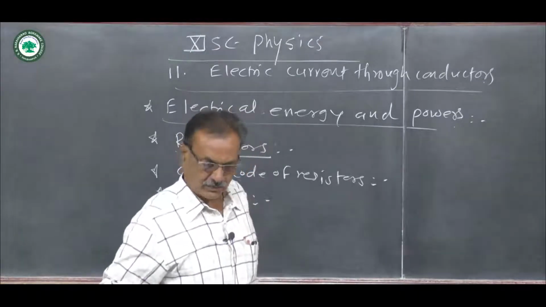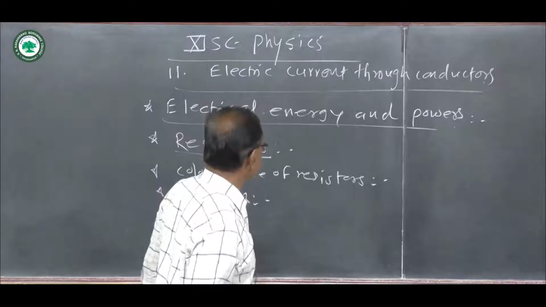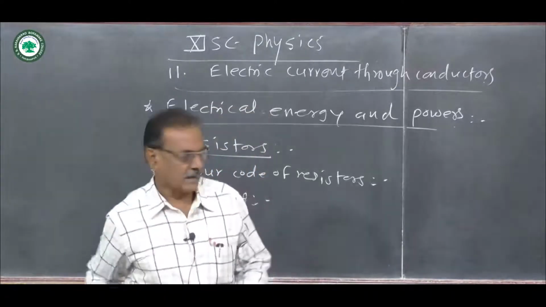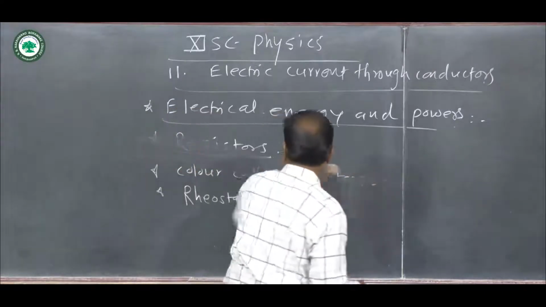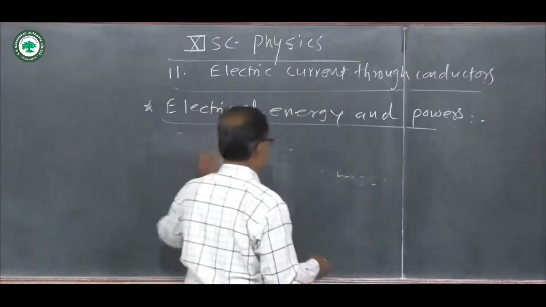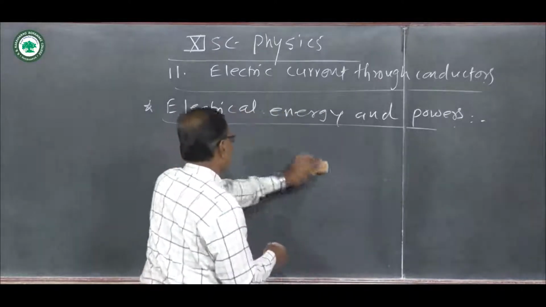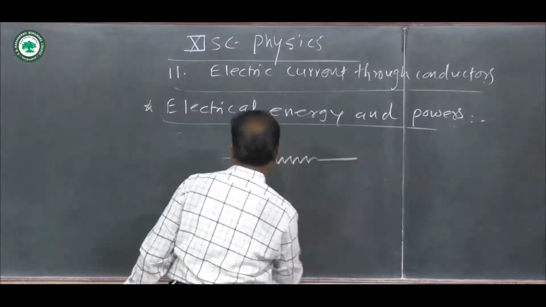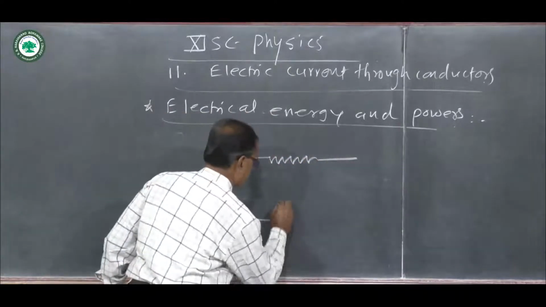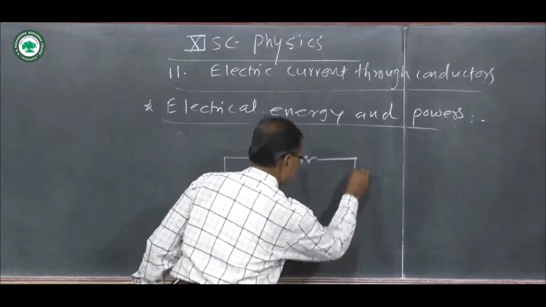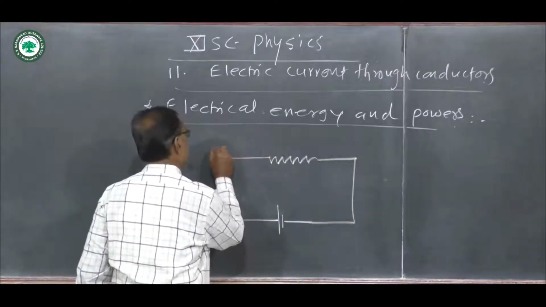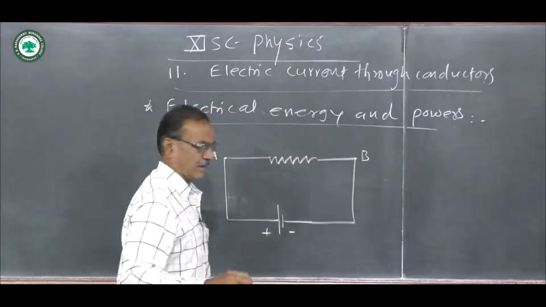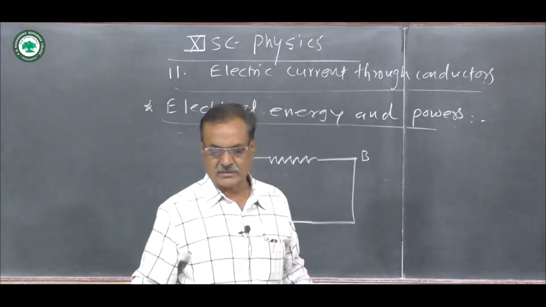So first of all, the electrical energy and power. We have to consider a resistor, and across this resistor a cell is connected. So that is resistor AB, with the cell terminals, positive terminal and negative terminal.